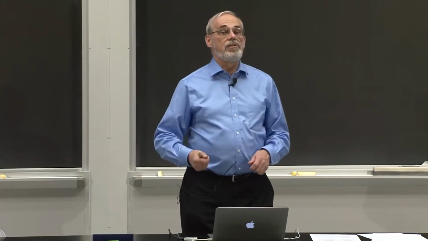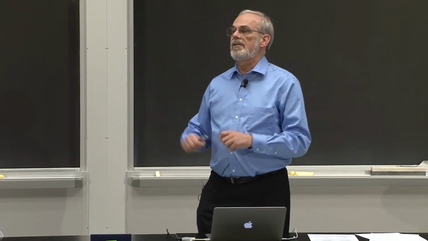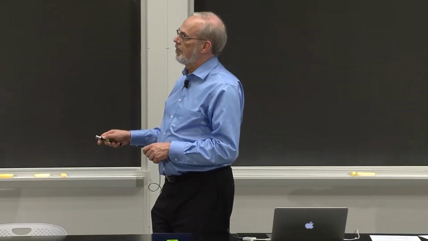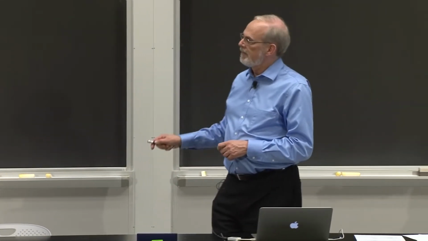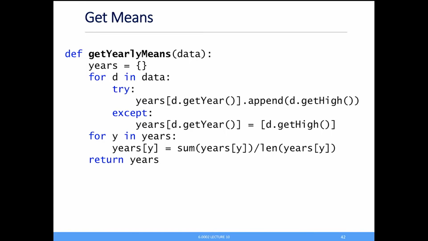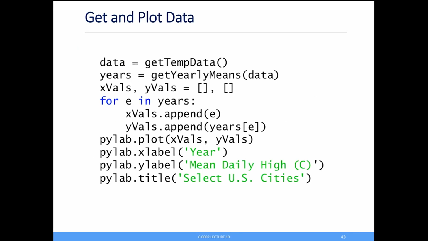So after I've run through this loop, in the dictionary under the year, I have a list of the high temperatures for each day associated with it. And then I can just compute the average. That is, for each year in the years, I get out that value, I add them up, I get the length to divide them out, and I store that in as the average high temperature for the year. Now I can plot it.